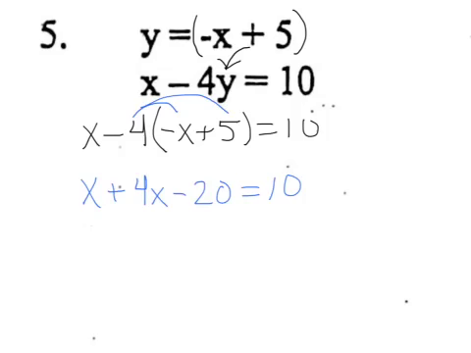Combine like terms. I can combine these two right here. 4x and x make 5x. So I have 5x minus 20 equals 10. Yep, then you're going to add 20 to both sides.